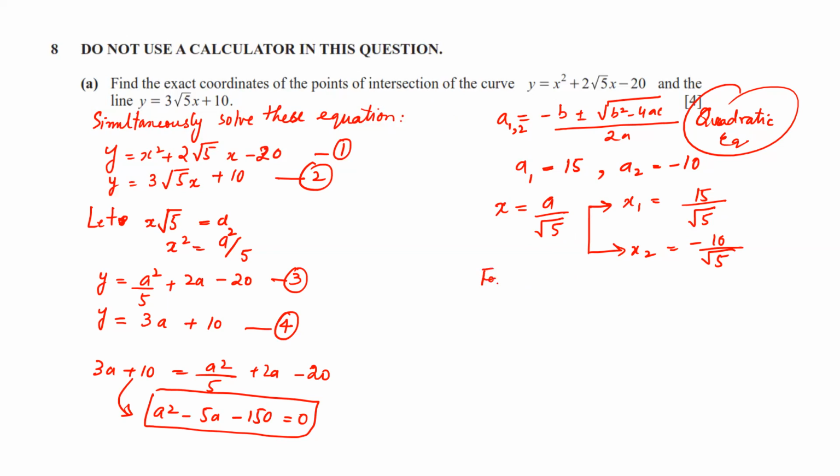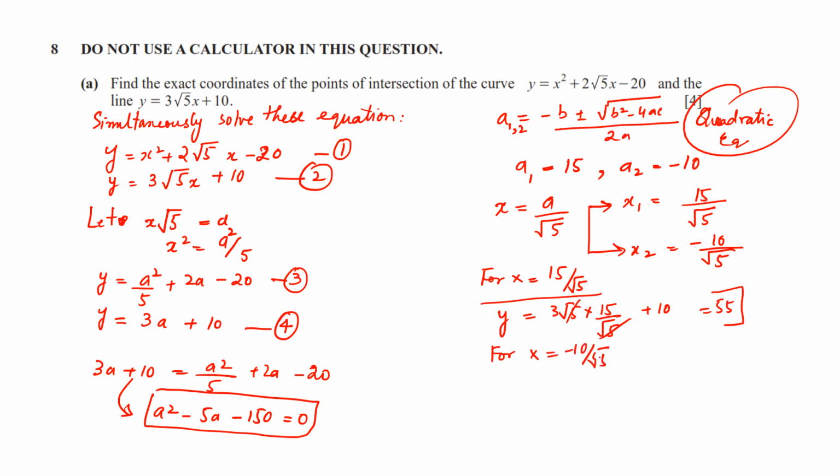So for x equals 15 by under root 5, just put in the value, and y will become 3 under root 5 multiplied by 15 over under root 5 plus 10. So this cancels, 45 plus 10 becomes equal to 55. And similarly for x equals minus 10 by under root 5, the value of y will become equal to minus 20.